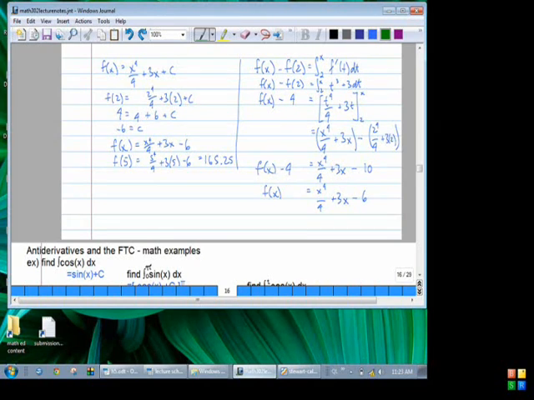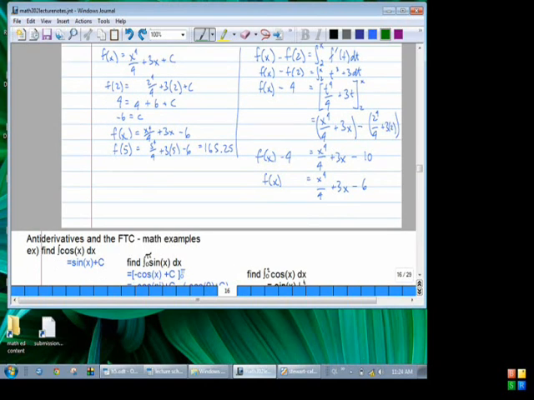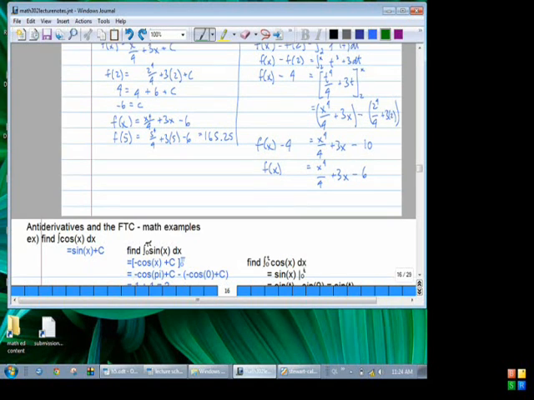Now we have to evaluate it at 0, evaluate it at pi, and then subtract. This is the notation for that. So let's do it. You plug in, so you get negative cosine pi plus c minus negative cosine 0 plus c.